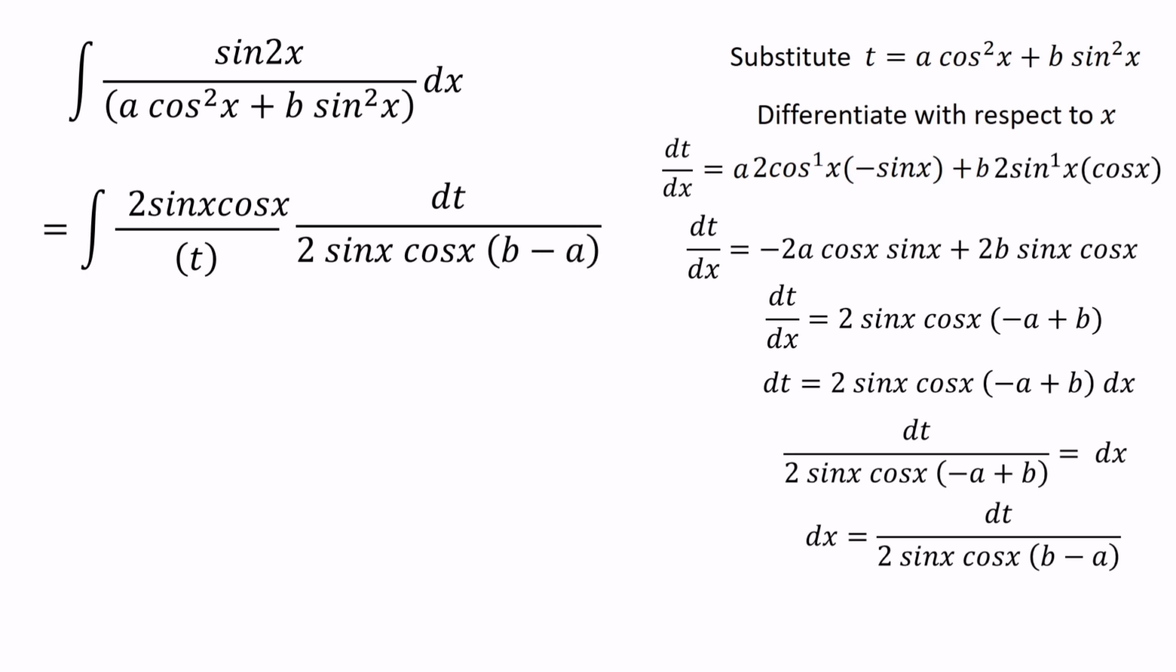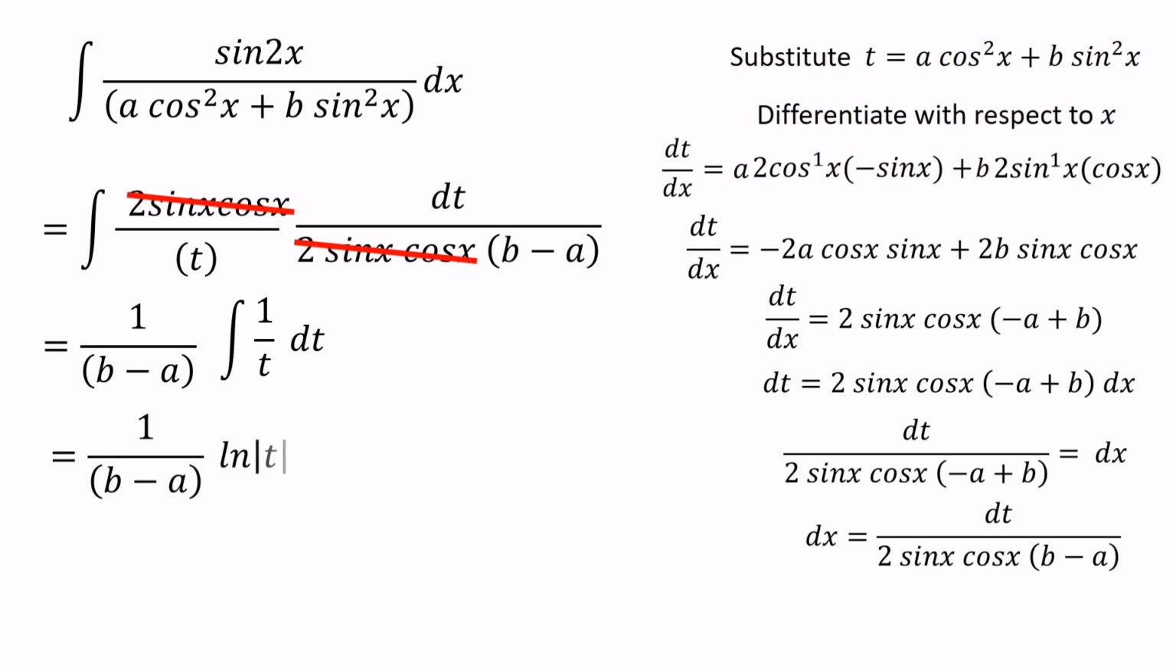Now we can cancel out 2 sin x cos x from the denominator and numerator. Then we get 1 over (b minus a) as a constant outside the integral. Then the integral of 1 over t. We know the integral of 1 over t is ln modulus t.